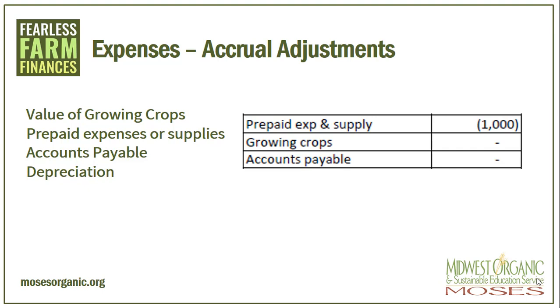So on this example, we did have a change in prepaid expenses and supplies of $1,000. Now remember, it's in the parentheses, so it's a negative. We actually started this year with more prepaid supplies than we ended it. So this could be $1,000 worth of seed that we started the year with and ended the year with no seed in our barn at all.